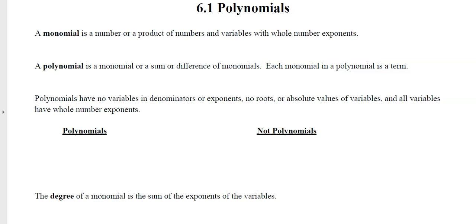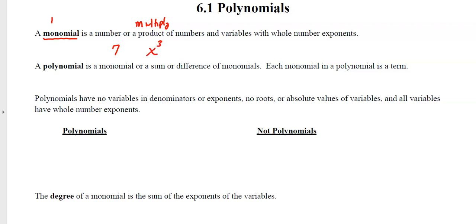So first of all, a monomial. A monomial, mono means one. So a monomial is a number or a product. Remember, that means multiply, of numbers and variables with whole number exponents. So here's some examples of a monomial. It could just be a number. It could be a number 7. It could be x to the third power.